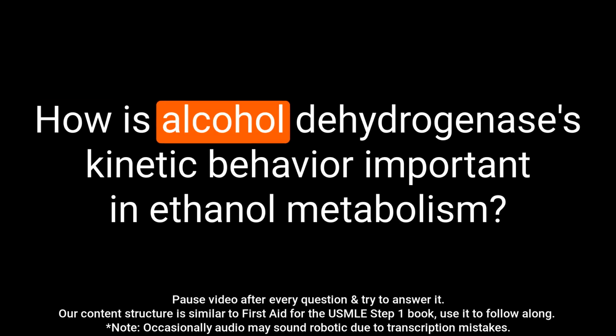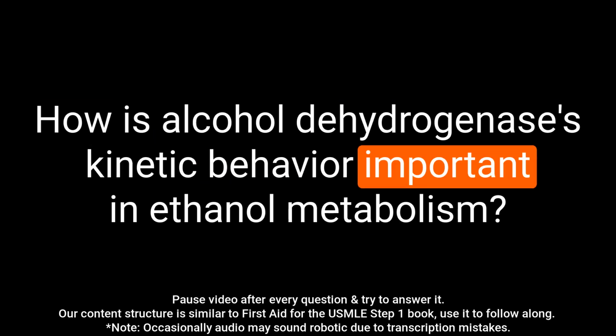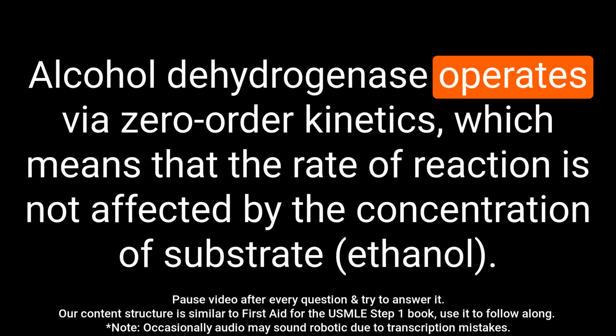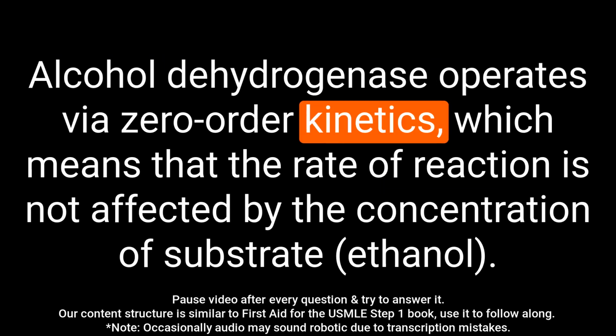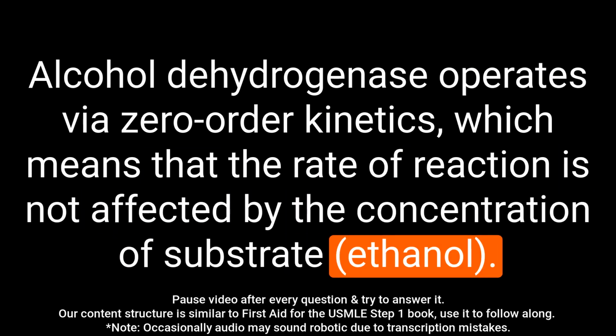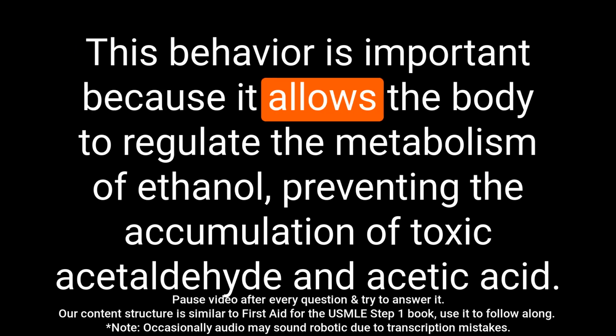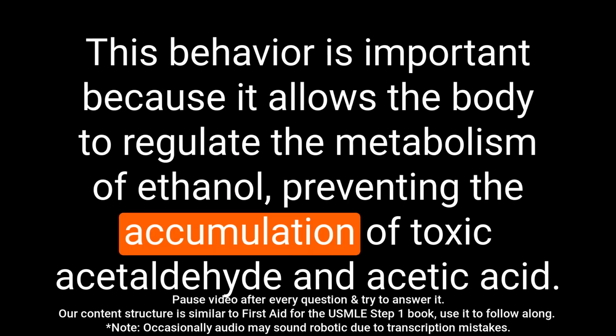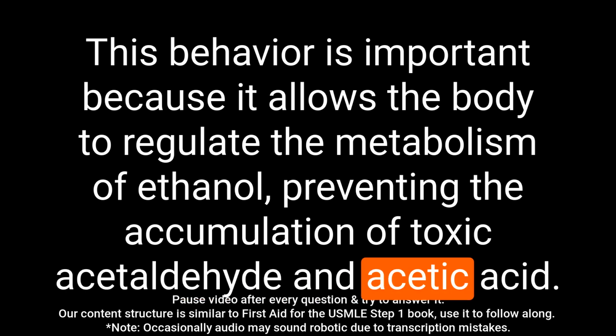Question: How is alcohol dehydrogenase's kinetic behavior important in ethanol metabolism? Answer: Alcohol dehydrogenase operates via zero-order kinetics, which means that the rate of reaction is not affected by the concentration of substrate. This behavior is important because it allows the body to regulate the metabolism of ethanol, preventing the accumulation of toxic acetaldehyde and acetic acid.